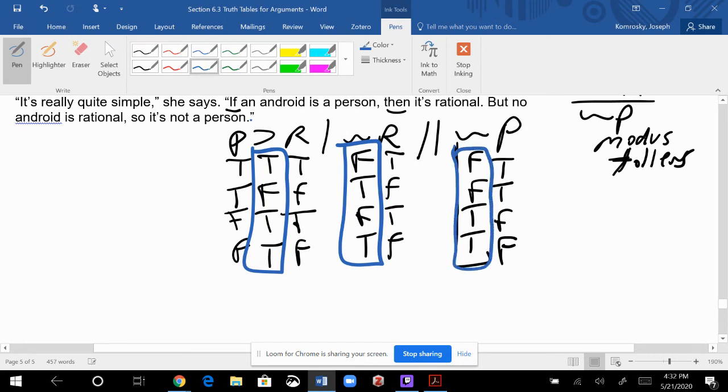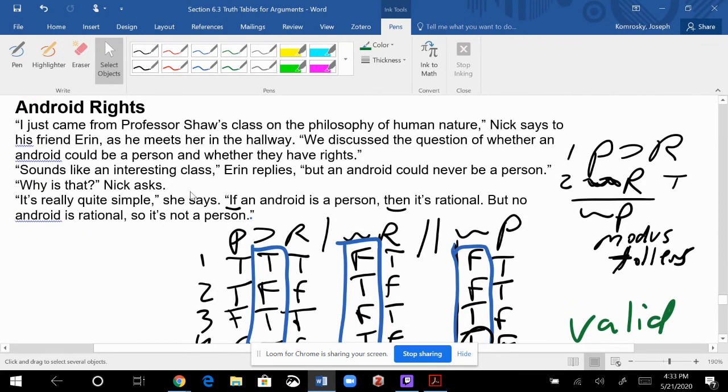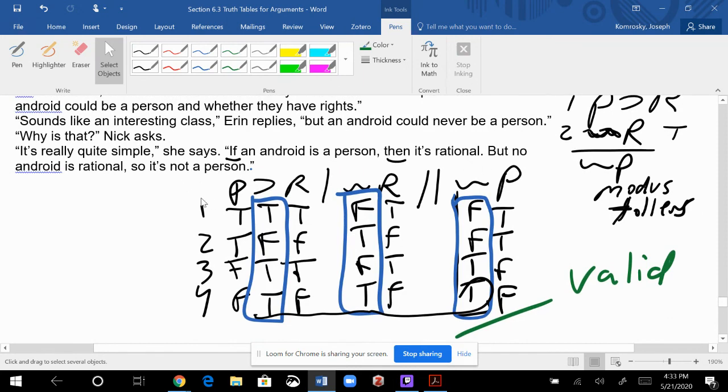Yep. So now we look for: do we have premises that are both true where the conclusion's false? No, we have only one instance where the premises are both true and the conclusion's true. So therefore, we have a winner, and we know that it's valid. And that's the purpose of that homework: find out in conversation, is there an argument? If so, translate it, symbolize it, figure it out, truth table it, valid.